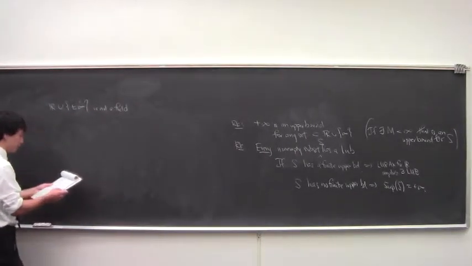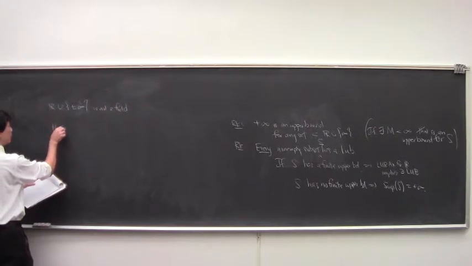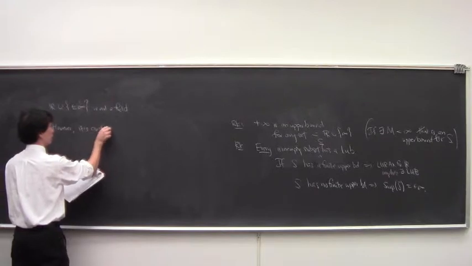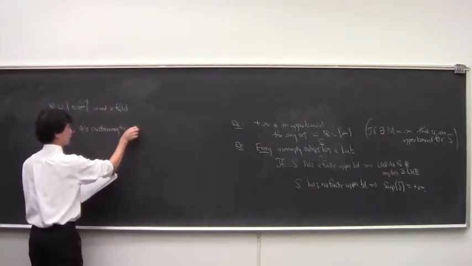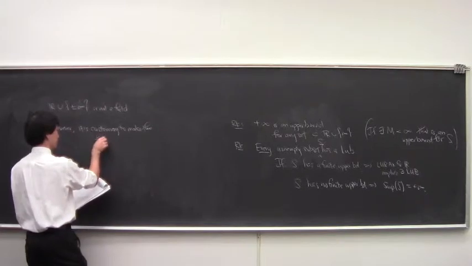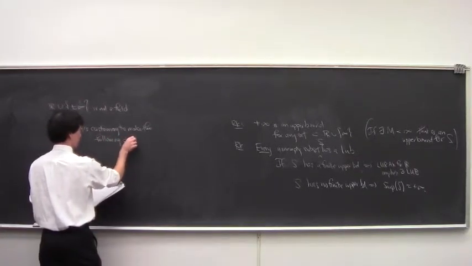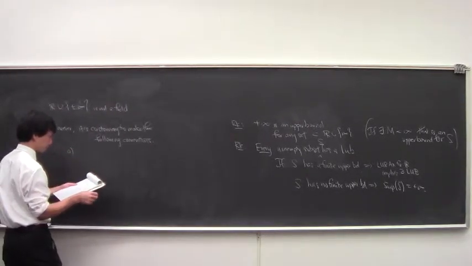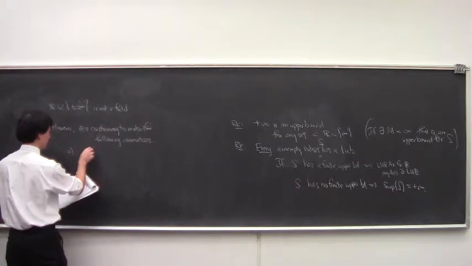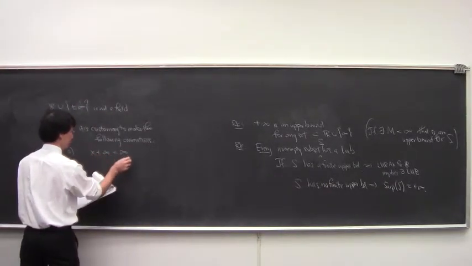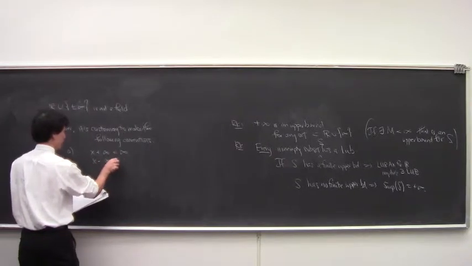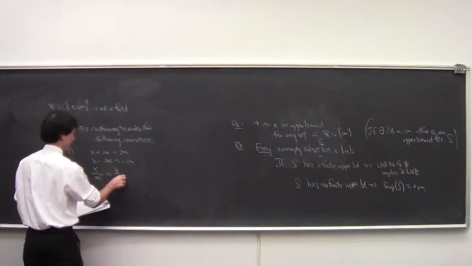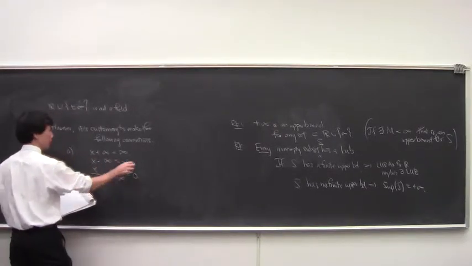So it's not a field, however, it's customary to make the following conventions. First, we say that x plus infinity is infinity. We say that x minus infinity is negative infinity. One says that x over infinity and x over negative infinity is always 0. These are for x in R.